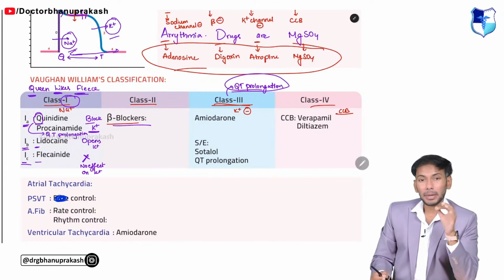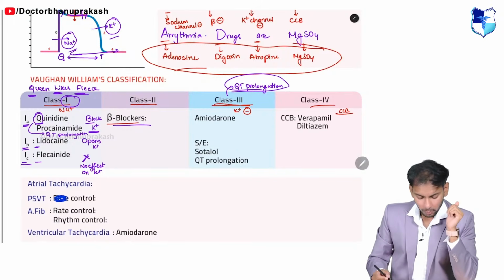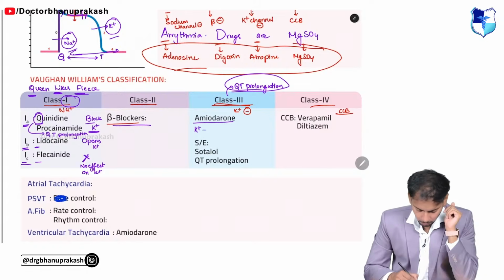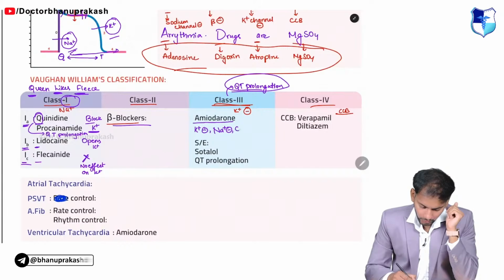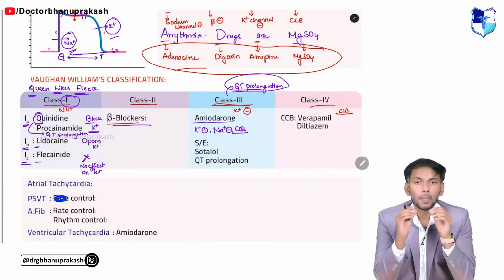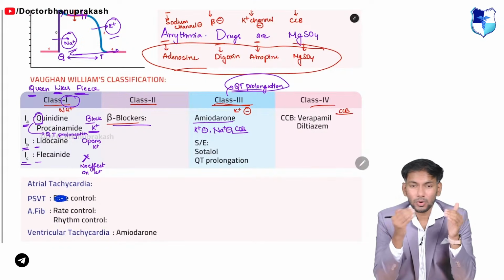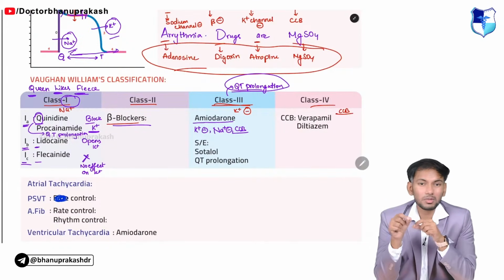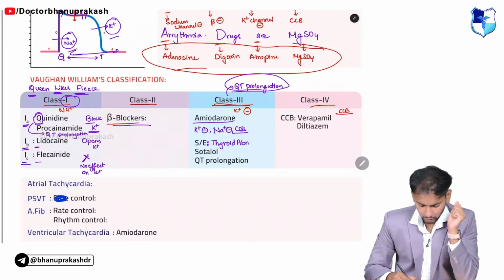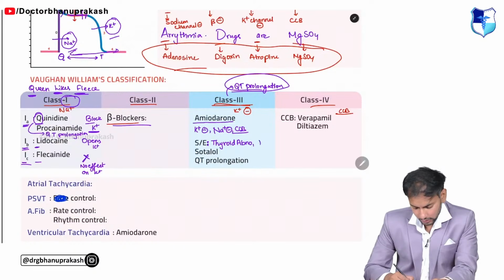Second class are all beta blockers. Third class is potassium channel blockers, that is amiodarone. Amiodarone is a potassium channel blocker, true. It also blocks sodium channels, true. It is also a calcium channel blocker, true. It has some beta blocking activity also, yes, some. So it is a wide spectrum drug and can be used almost everywhere. What is important about this? Its side effects. It causes thyroid abnormalities, and most importantly, it causes ILD, or pulmonary fibrosis.